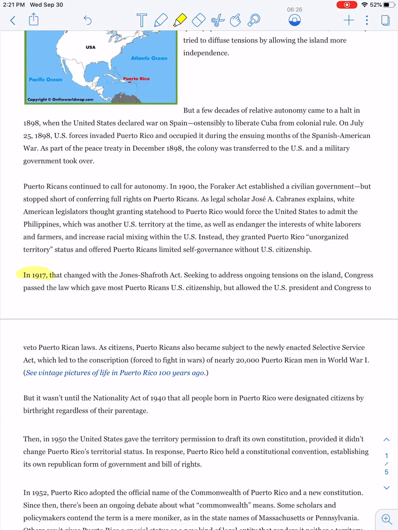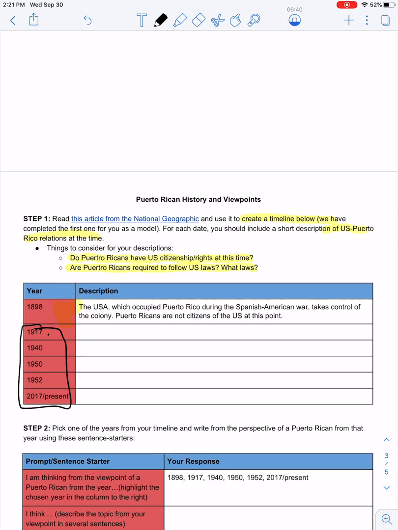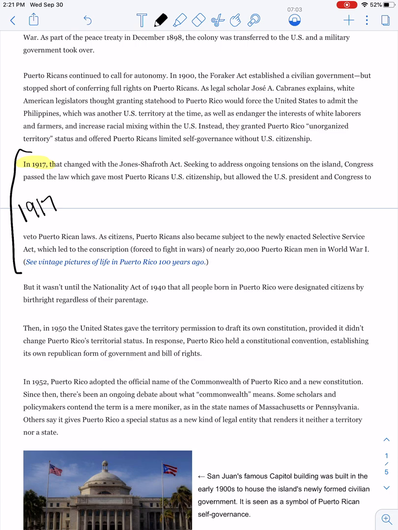So you might want to pause there and go back to your chart. Let's go down here to your chart, because 1917 is the next date here for you. So in your description, you are writing an answer to these two questions. Do Puerto Ricans have U.S. citizenship rights at this time? And then, are Puerto Ricans required to follow U.S. laws? And if so, what laws? So go back to that reading there of 1917 and reread that part and answer those questions in the table.